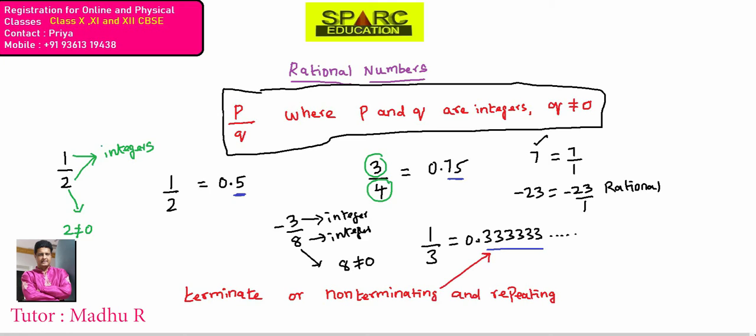This is not terminating, it doesn't stop, it has a pattern, it keeps repeating. When I say 0.5, an example of a rational number where it terminates, the number of digits stops after the decimal point, whether it is 1 digit or 2 digits or any number of digits. So a rational number, if expressed in decimal, would either terminate or non-terminate and repeat.